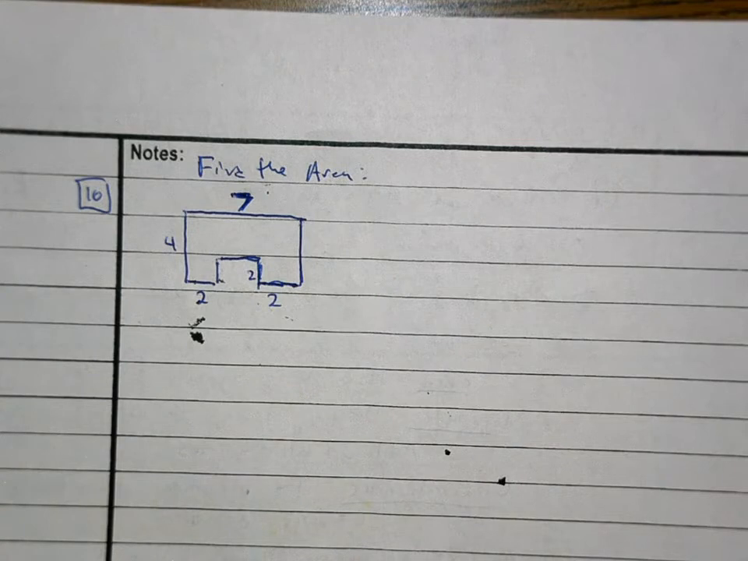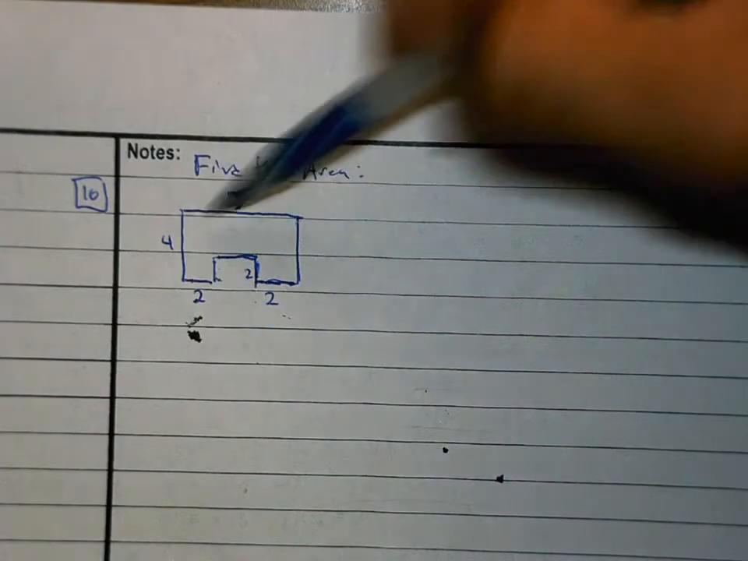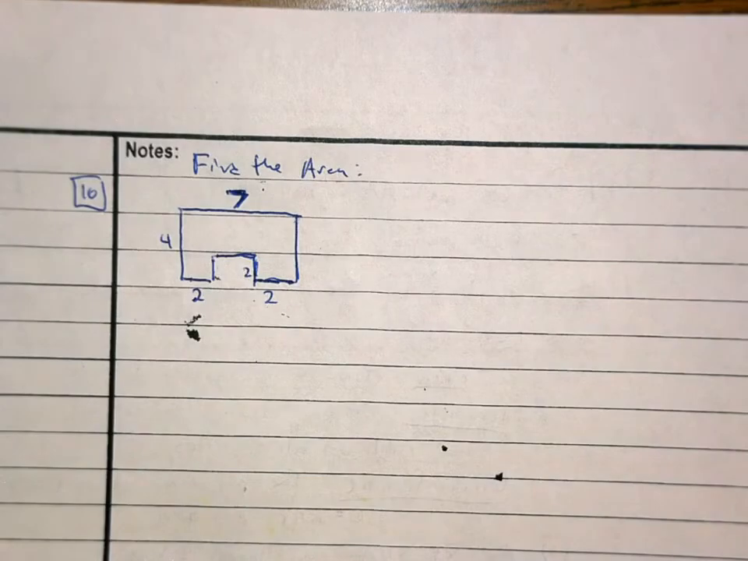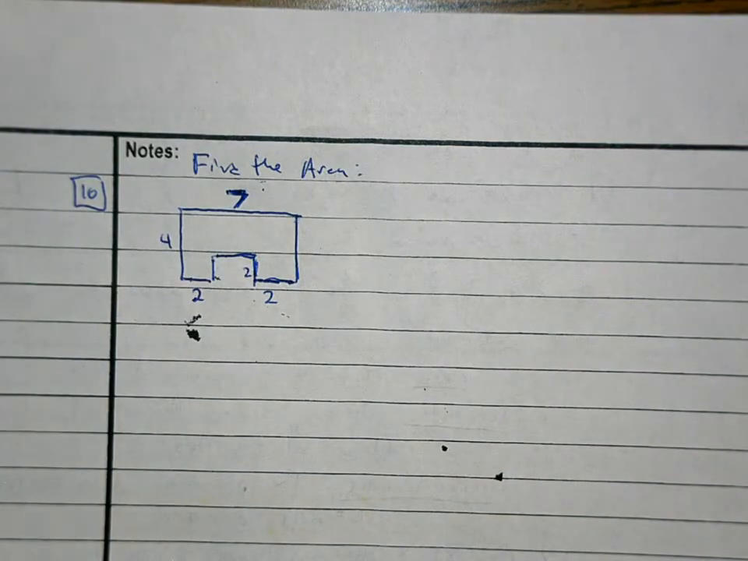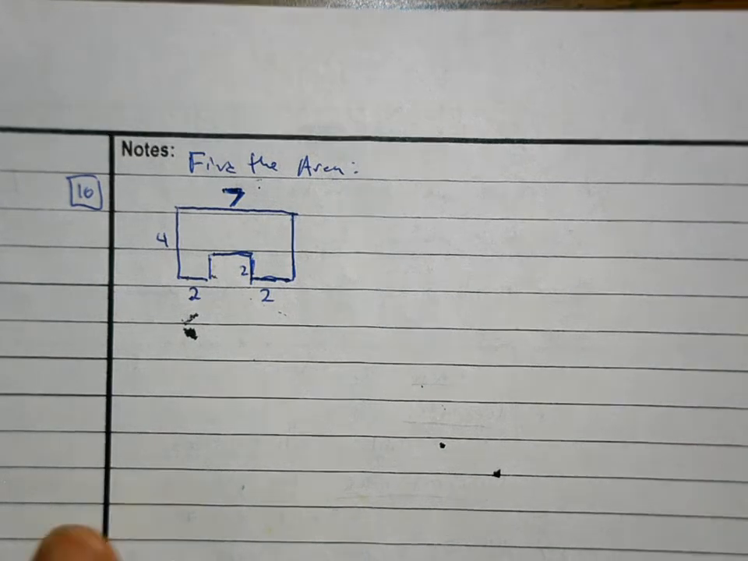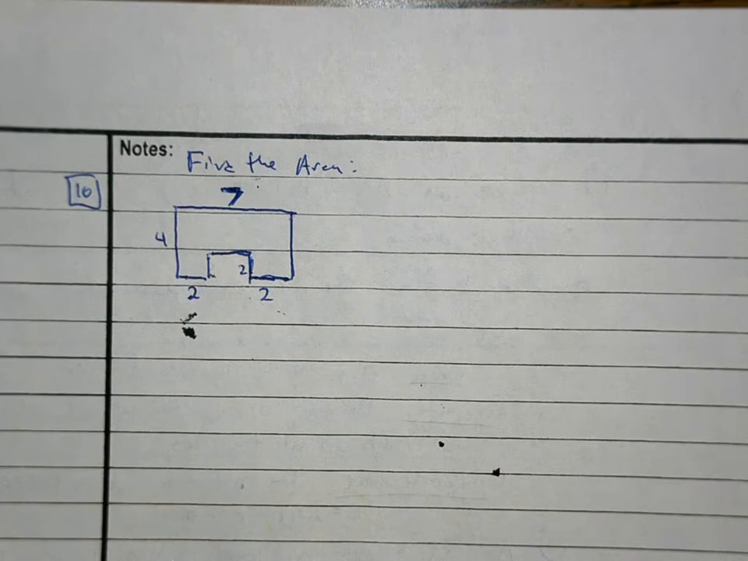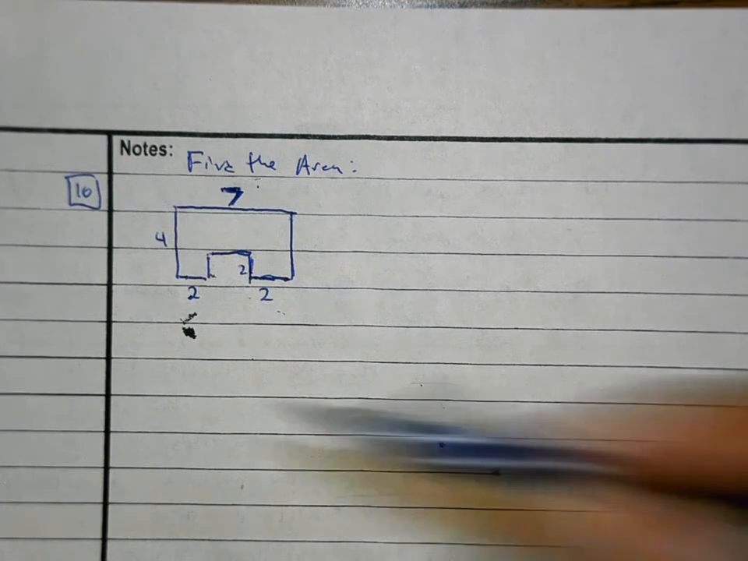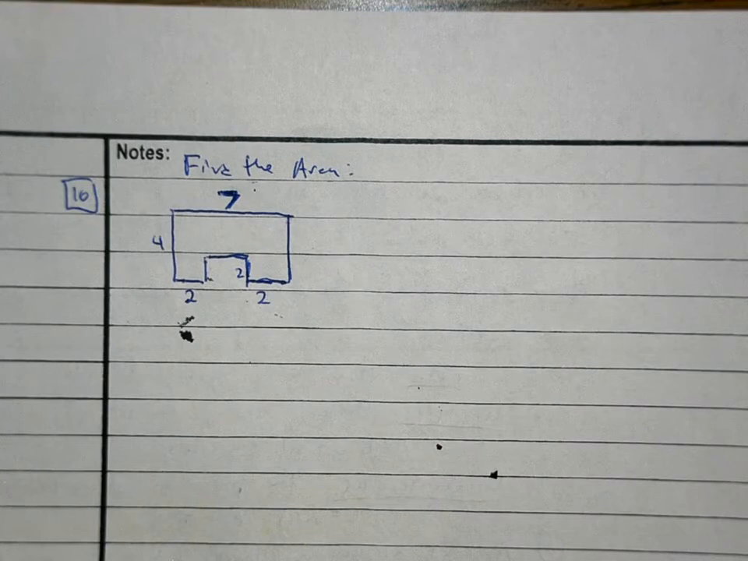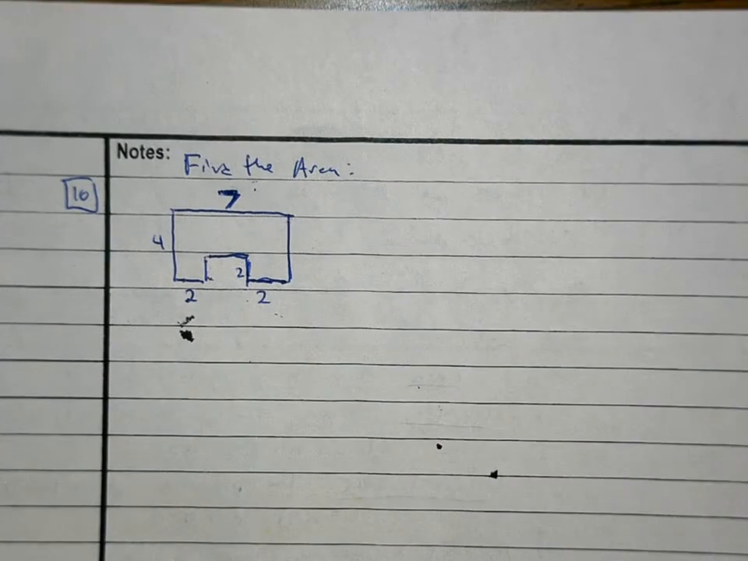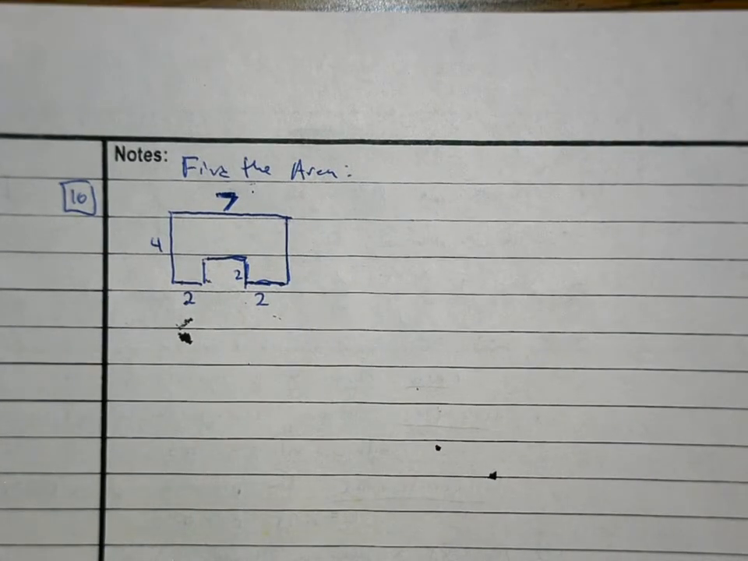That's how life works. So if we know that this is 7, this is 4, this is 2, this is 2, what we can start doing is chopping this up into little rectangles and adding those rectangles' areas together. If I need to find the area, then you can do a couple things. You can find the area of the whole thing and subtract the missing area. That's probably what I would do.